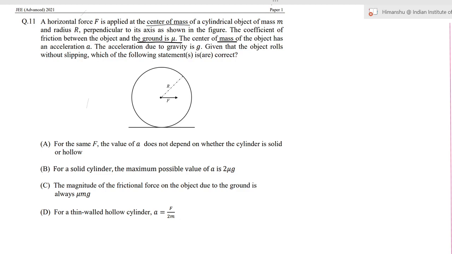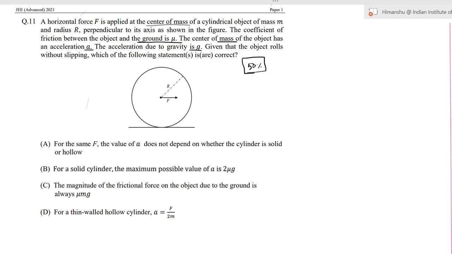The center of mass of the object has an acceleration a. The acceleration due to gravity is g, given that the object rolls without slipping. Which of the following statements are correct? One thing that should be noted about physics is that if we read the question completely, 50% of the question gets solved. So read the question completely and carefully before solving the question.